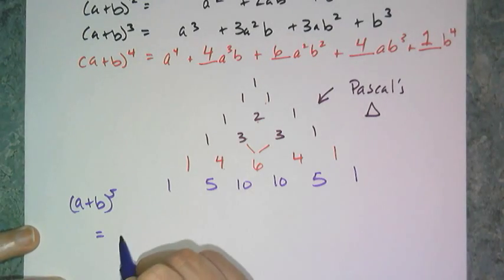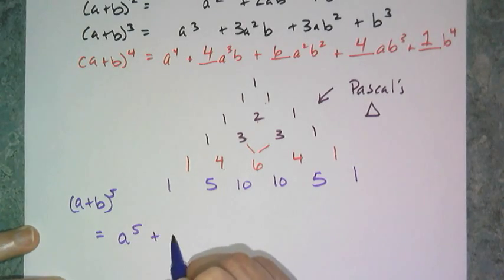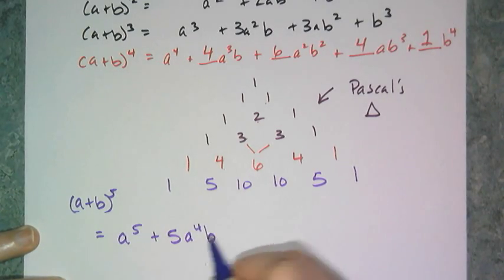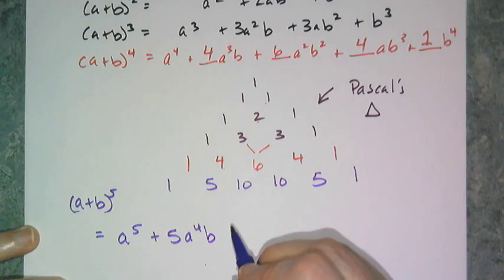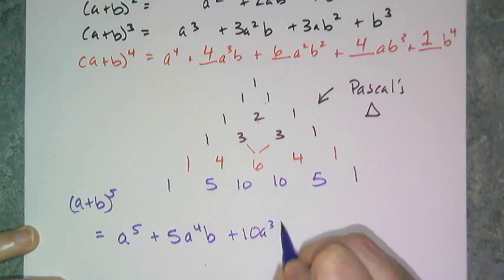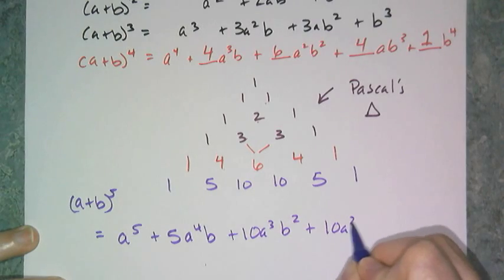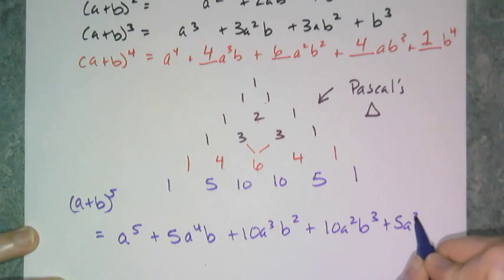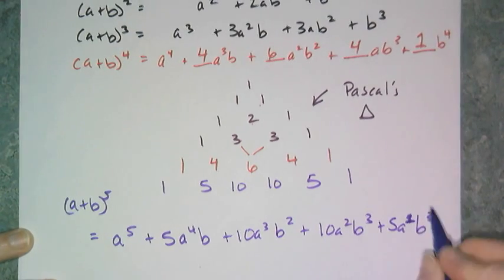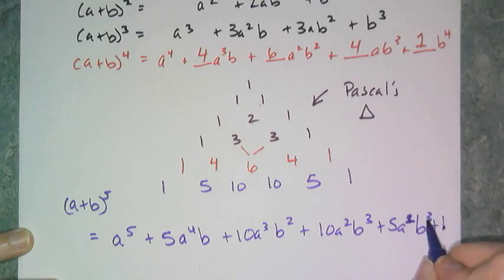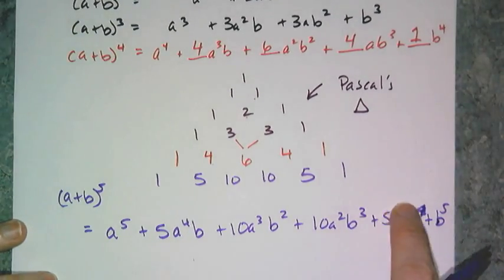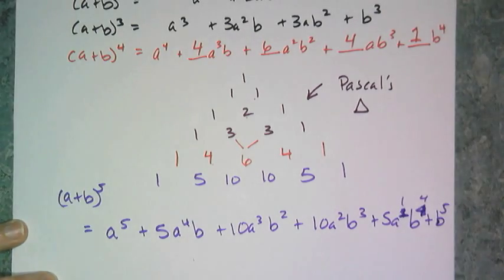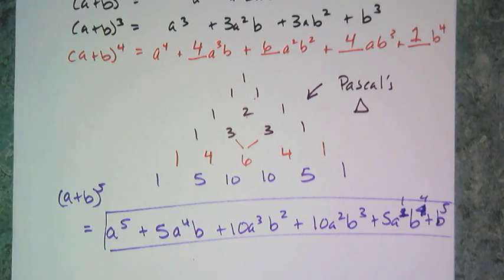So a plus b to the 5th power is a to the 5th, plus 5 a to the 4th b. Remember, the a's are going to go down an exponent, plus 10 a cubed b squared, plus 10 a squared b cubed, plus 5 a b to the 4th, and then plus b to the 5th. Made a little boo-boo there, sorry. That's supposed to be a 1, and that's supposed to be a 4. And so then this is that binomial all expanded out.